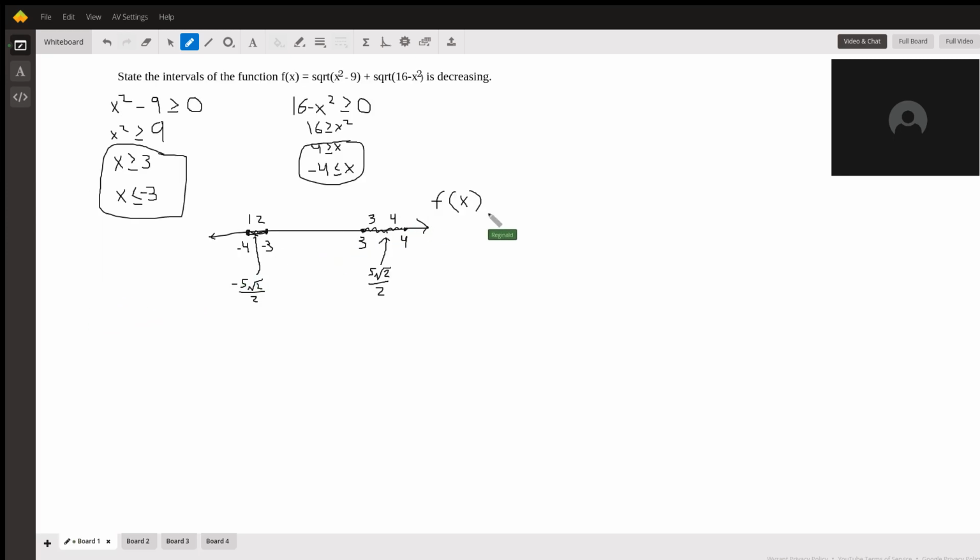So actually I could call this number line f of x to f prime of x. This does not work all the time. It only works in this case because of how the numbers worked out with domain restrictions. Most of the time, you have to create another number line for f prime of x. So keep that in mind.